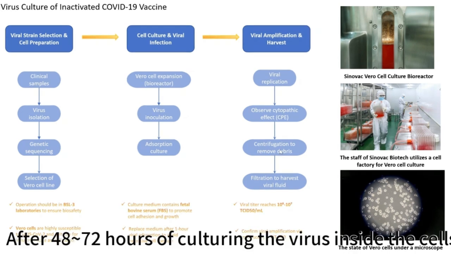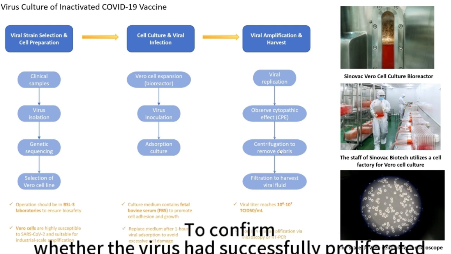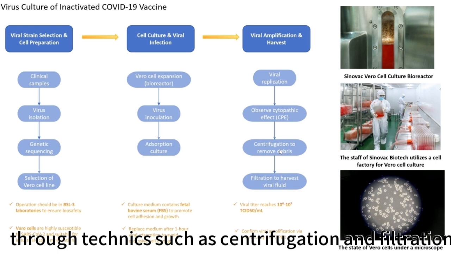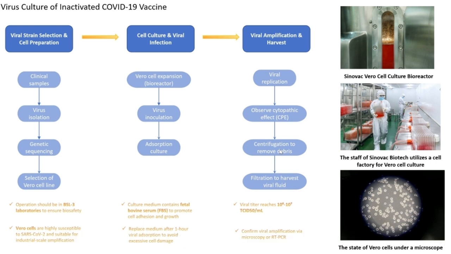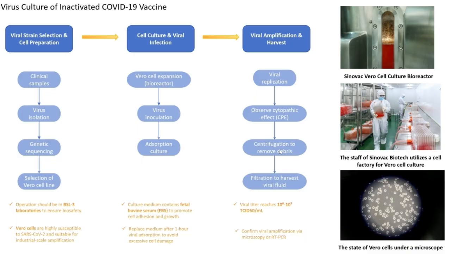After 48 to 72 hours of culturing the virus inside cells, researchers will observe the cytopathic effect under a microscope to confirm whether the virus has successfully proliferated. And finally, they will remove cell debris through techniques such as centrifugation and filtration to harvest high-concentration virus solutions.